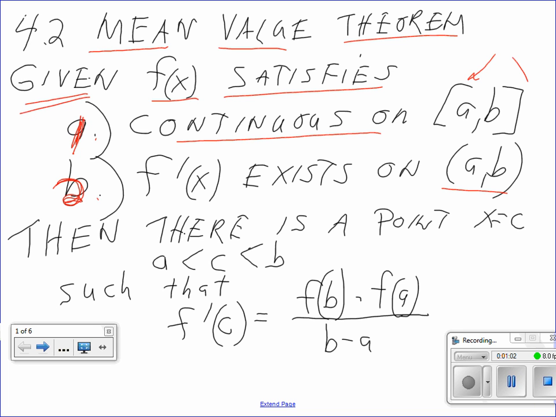Then there's a point x equal to c. What does this say? C is somewhere between A and B such that the derivative at C is equal to f of B minus f of A over B minus A. Okay, what the heck does that mean?